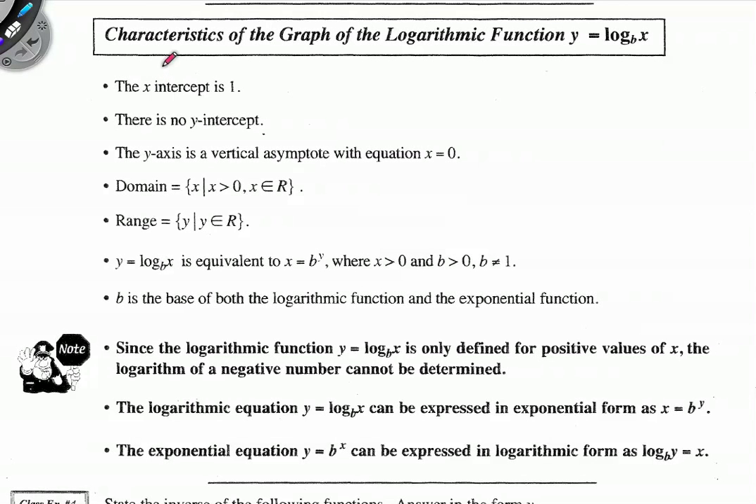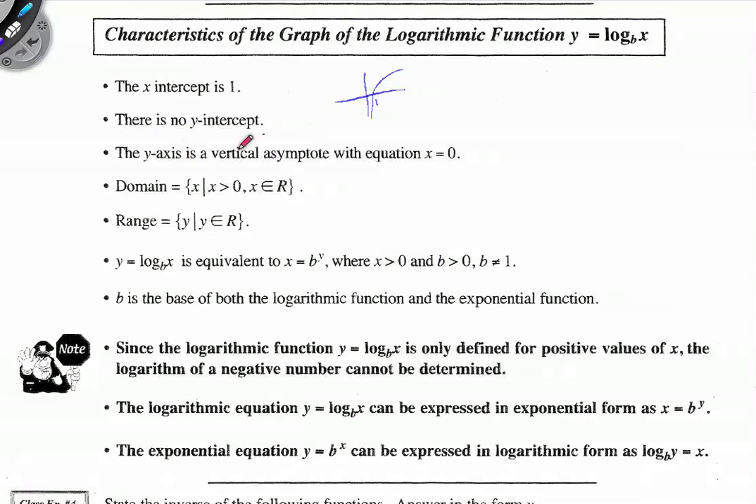So carrying on where we left off in part 1, this is characteristics of the graph of a logarithmic function y equals log x to the base b. Well, some characteristics are that the x-intercept is at 1. There is no y-intercept, so really what does it look like? It's looking like something like this, where this is 1.